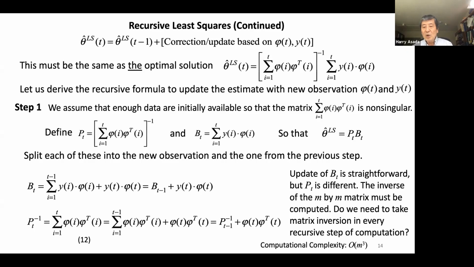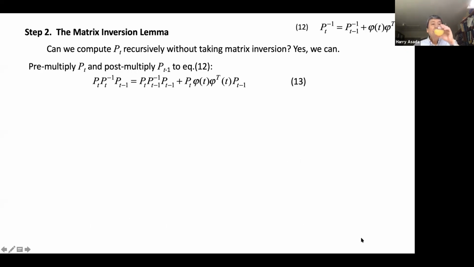In fact, to compute the matrix inversion, the computational complexity is actually the dimension M to the cube. So it's actually heavy computation, okay? Now, a very neat thing is that we don't have to take the inverse every time, this M by M matrix inversion. We use this matrix inversion lemma, and this is the key mathematical technique involved in this recursive least squares.